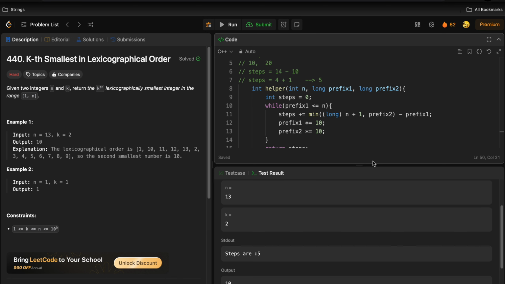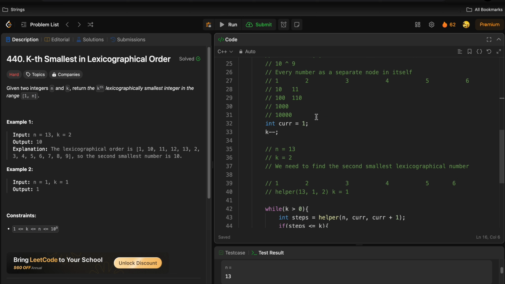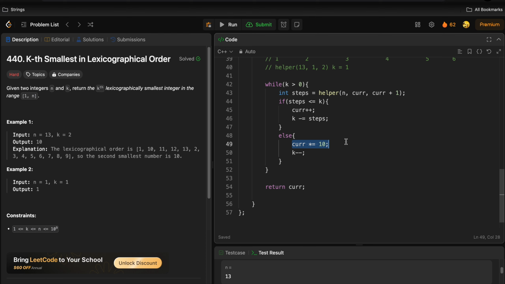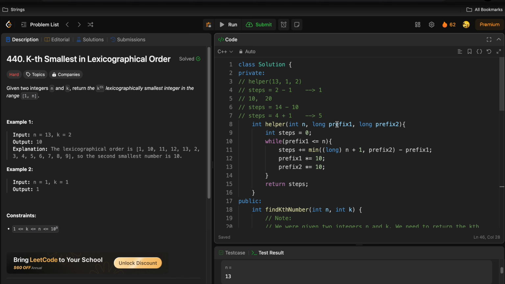So this is fairly simple, right? You got my intuition of what I'm trying to do. I'm just finding out the number of numbers with the given prefix that are possible between the current number and the next number. So if my k steps could already be sufficed, then I'm just going one level down. If that couldn't be sufficed, then I'm just decrementing k by that number of steps and I'm incrementing current. So that's how it should work.